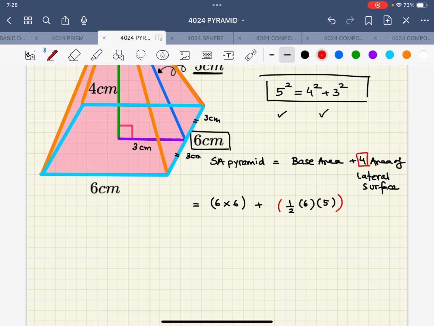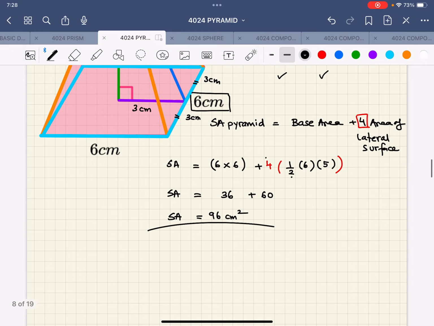So let's multiply it with 4. Therefore, use a calculator or just basic maths. 36, 2 into 4, that's 2, division. And 6 5s are 30, 30 into 2 is 60. Therefore, this comes out to be 96 centimeters square. That is the surface area of the pyramid. So this thing is done.